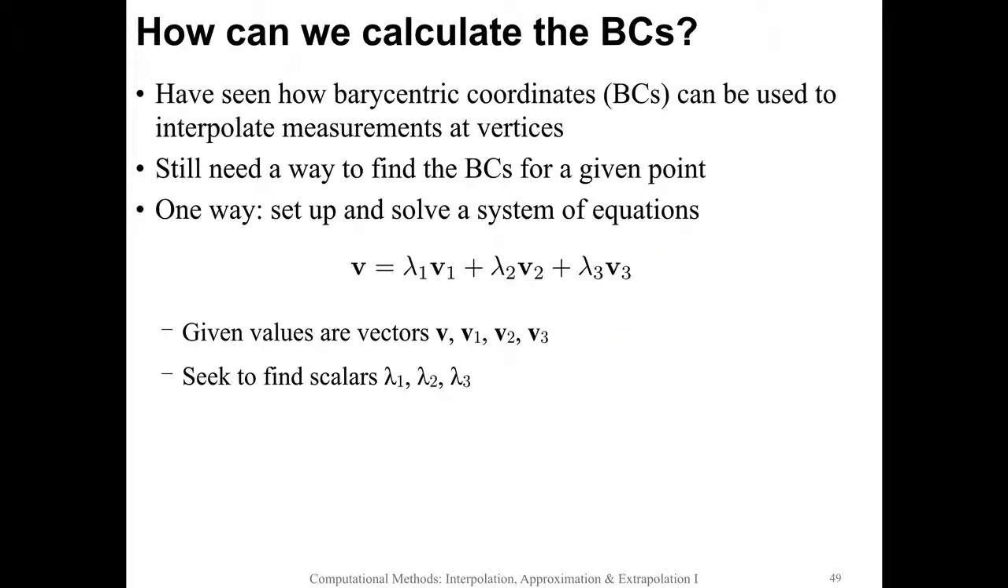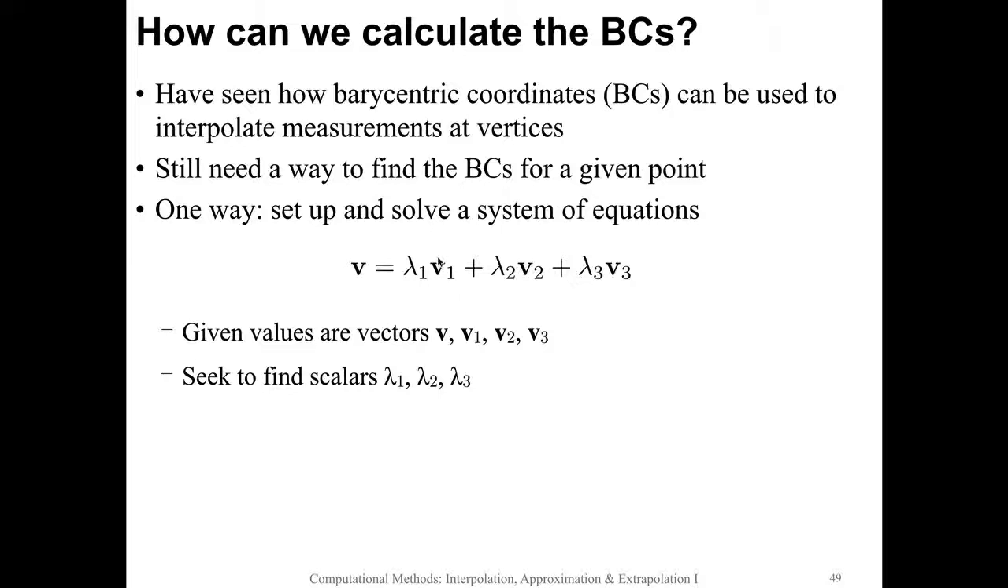So far in our discussion, we've seen that we can use these barycentric coordinates to interpolate measurements at the vertices, but we've assumed that the barycentric coordinates have been given to us already. But actually, what we do have is just the point that's inside the triangle, and we need to find the barycentric coordinates for a given point. So one way to do it is to set up and solve a system of equations.